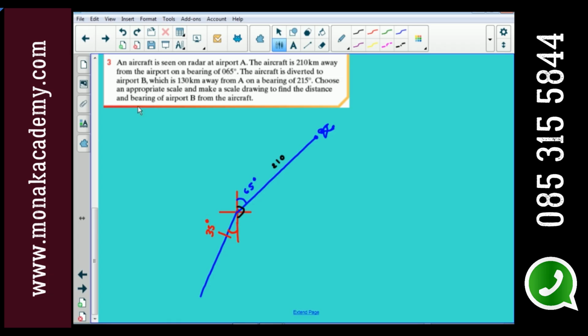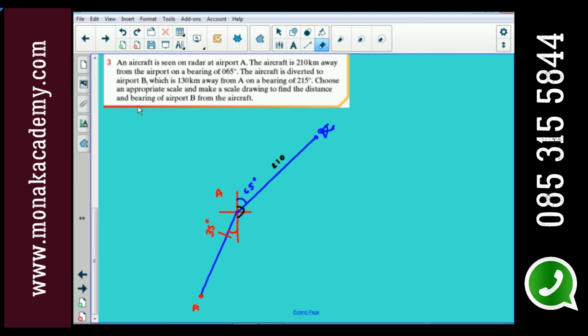All right. And airport B will be somewhere there. And remember, airport A is here. Now, choose an appropriate scale and make a scale drawing to find the distance and bearing of airport B from the aircraft.